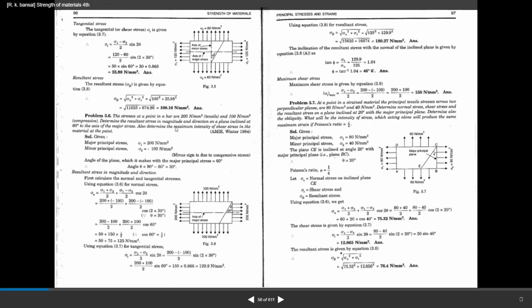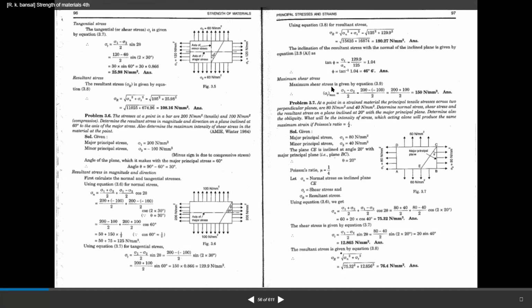This also determine the maximum intensity of shear stress in the material at the point, and also inclined at the 60 degrees axis major stress, determine resultant stress, magnitude and direction. Take this formula for inclined plane. Normal stress tan phi equal to sigma t by sigma n. 1.04, phi equal to tan inverse of 1.04. Finally, 46 degrees 6 minutes.